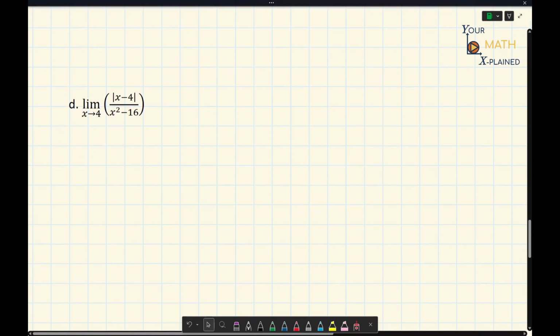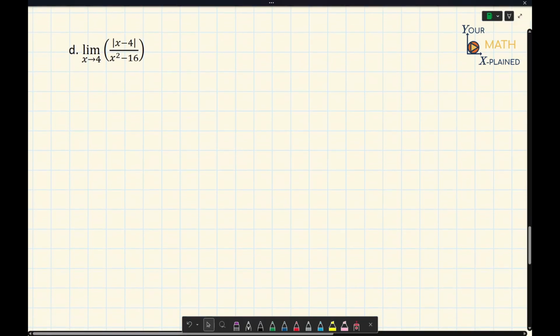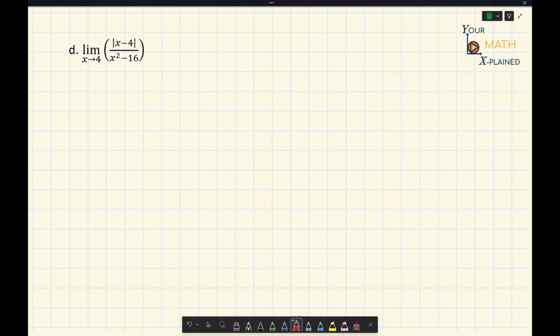And now our last example deals with an absolute value. So if you recall, the absolute value of x is equal to just x when x is greater than or equal to 0. But if x is less than 0, then the absolute value of x is equal to negative x. So that tells us we're actually dealing with a piecewise function here. The expression inside the absolute value sign here is x minus 4.